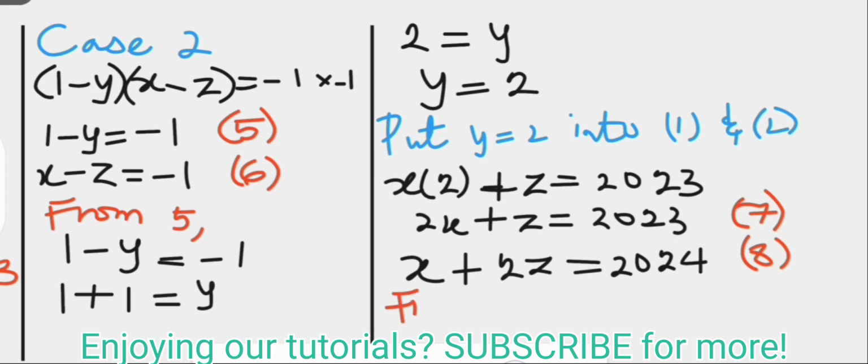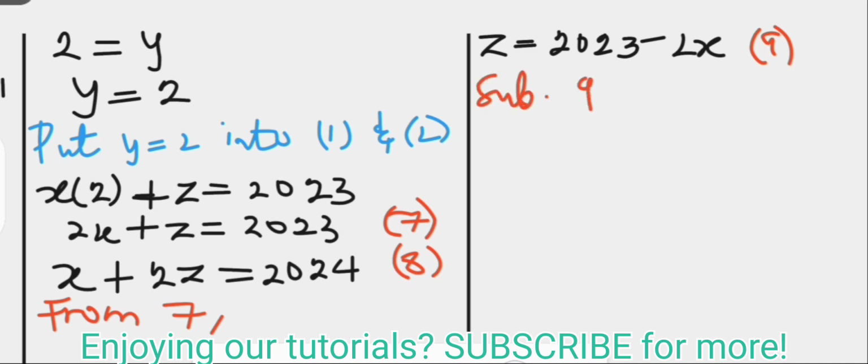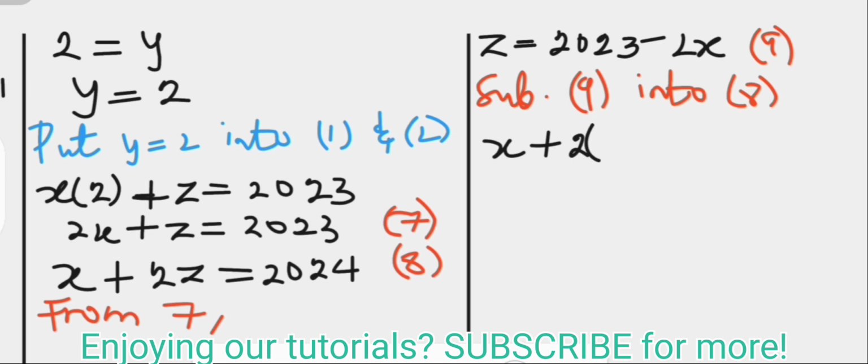So from equation 7, by making z the subject of the formula, we have z equal to 2023 minus 2x. We can call this equation 9. Then we substitute this equation 9 into equation 8. Meaning that equation 8 becomes x plus 2 times 2023 minus 2x, and that's equal to 2024.